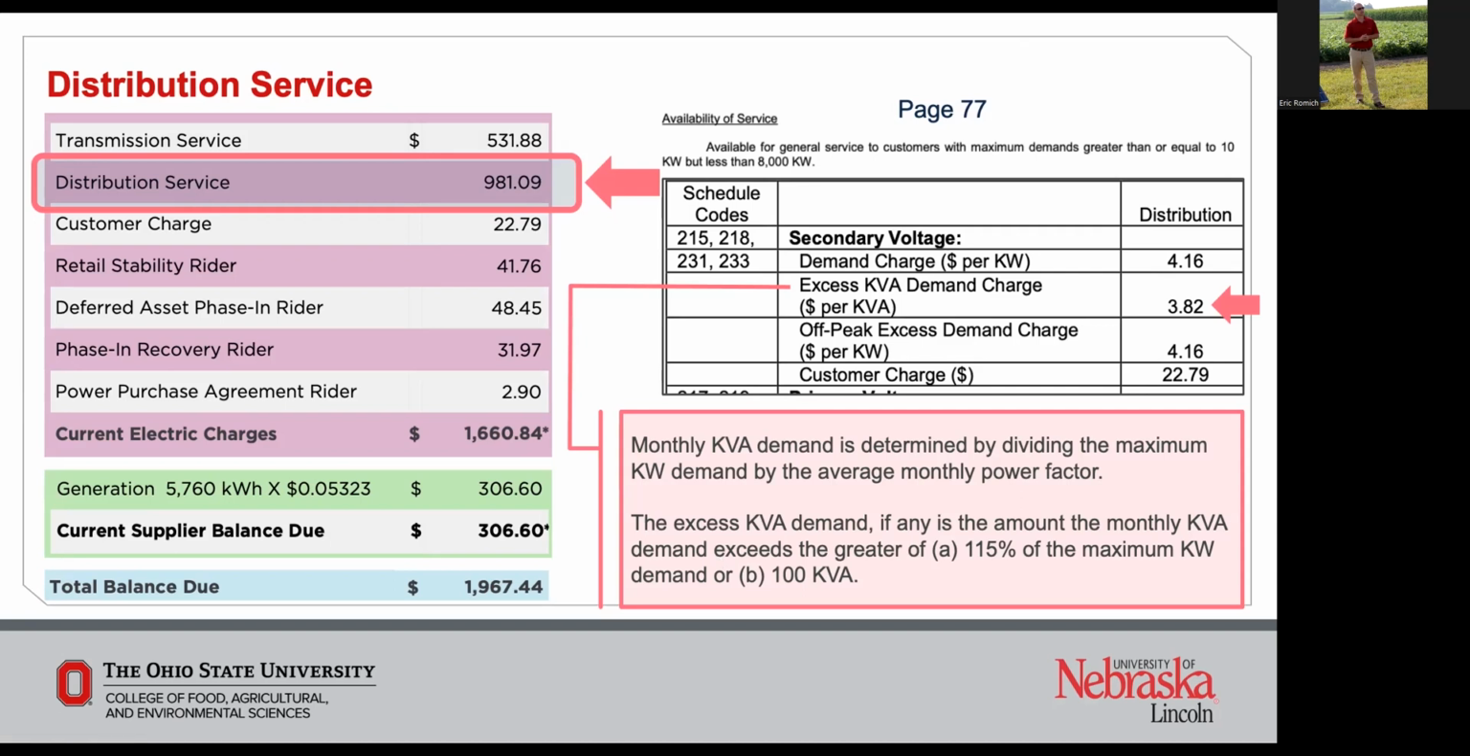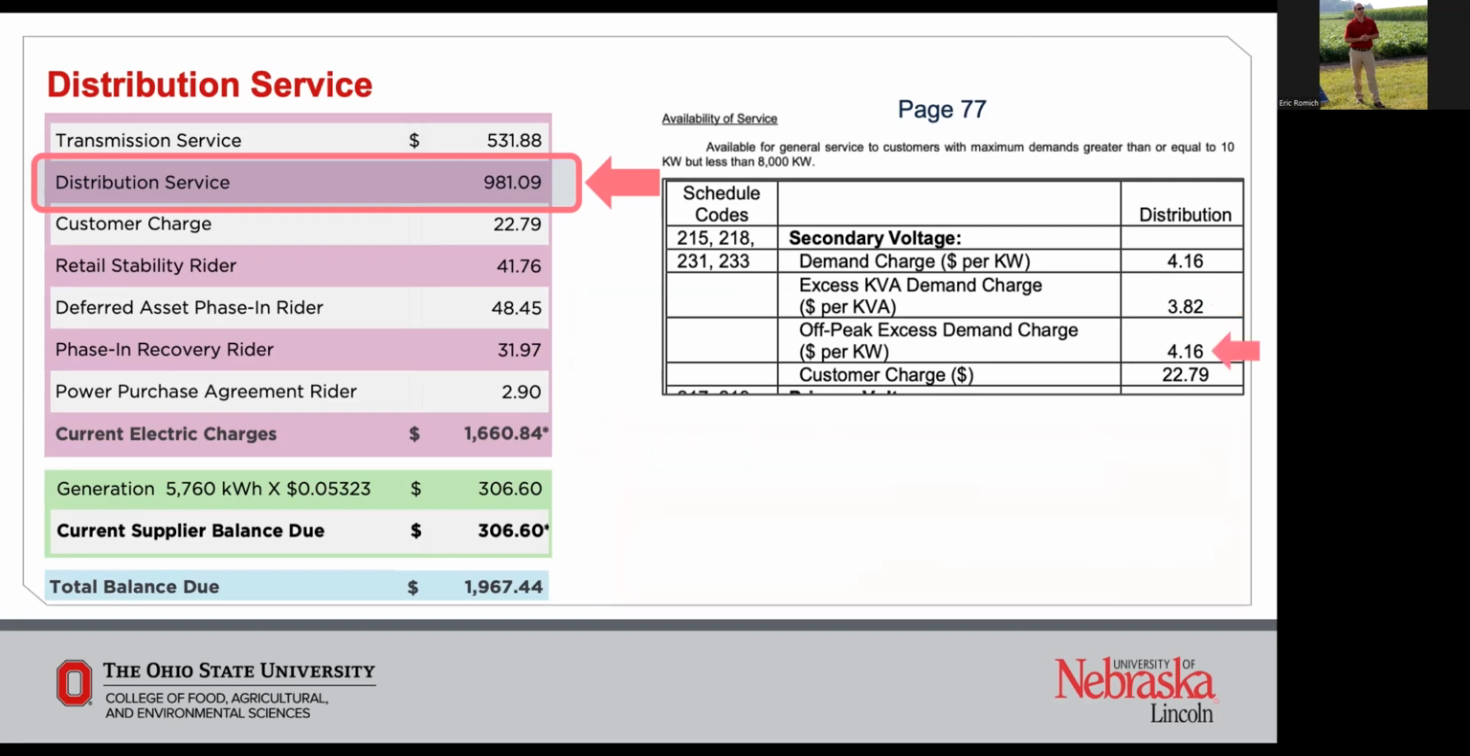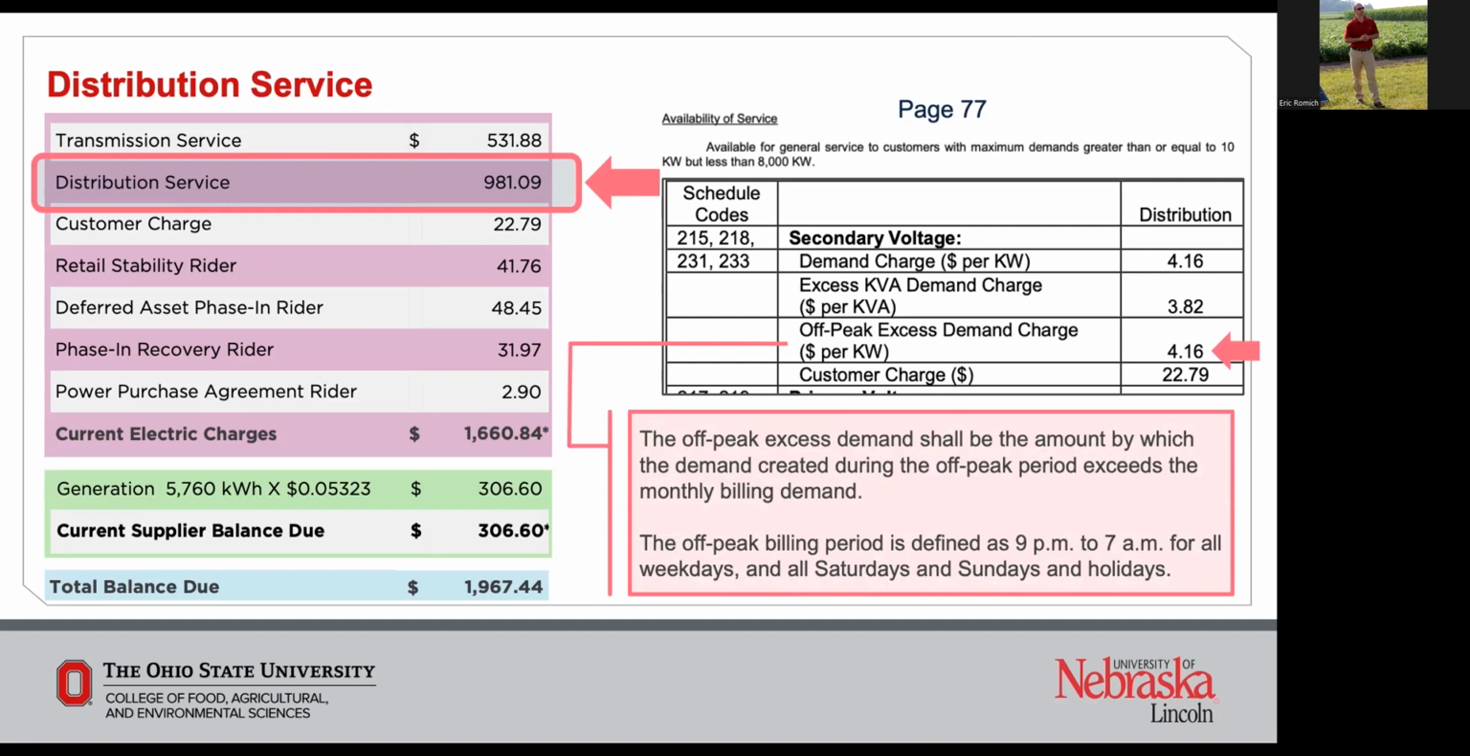And so again, there's a lot of back of the envelope math to figure out how these charges are being applied. And then the last charge that impacts this distribution service is off-peak demand. And on this rate sheet, off-peak excess demand is the amount by which the demand created during the off-peak time exceeds the monthly billing demand. And then of course they define what off-peak is as well.